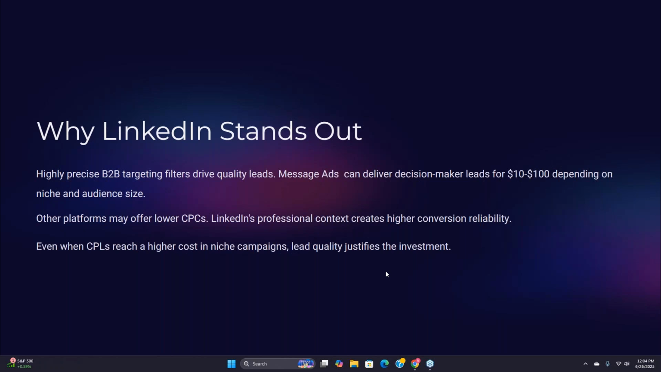conversion reliability. And what I mean by that is you can go on Google Ads, you can get cheaper clicks, you can go on Meta Ads, you can get cheaper clicks, but when we're talking about B2B marketing, the targeting just isn't as robust. You can't specifically target those decision makers, so you're relying on interruption marketing and just hoping for the best on Meta many times. And with Google Ads, you're relying on search context, but sometimes the search is mismatched. You might get people that are looking for jobs, other things like that. So it kind of varies there. So even when the CPLs, the cost per lead, reach a higher cost in niche campaigns, the lead quality justifies the investment for LinkedIn ads.